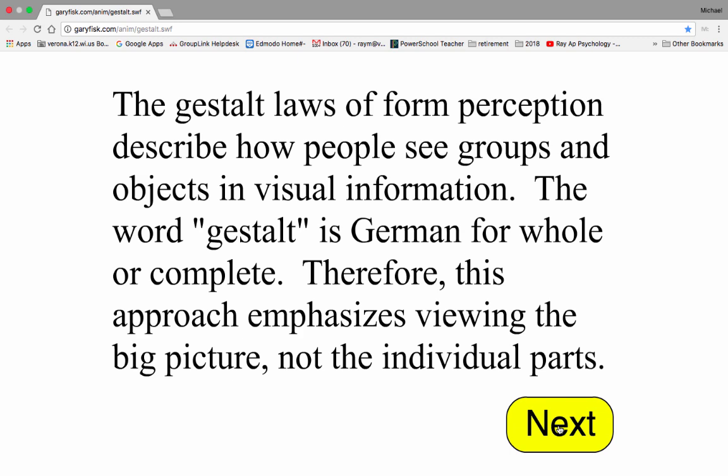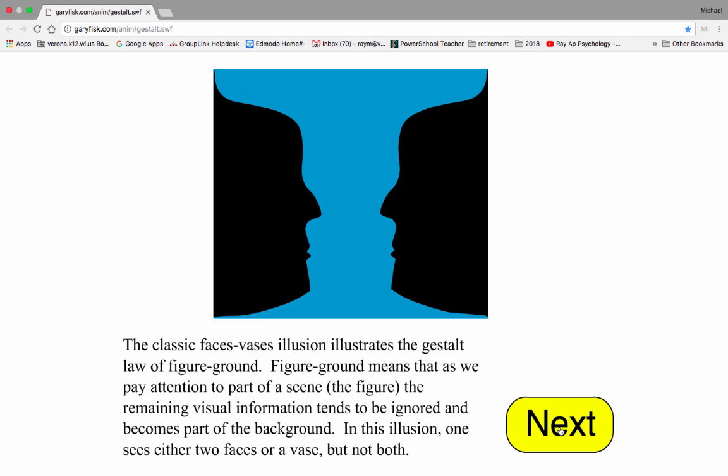And remember, Gestalt laws of form perception describe how people see groups and wholes in visual information and not just simple individual parts. A classic example here is we might see 2 faces looking at each other, or we might see a vase or a chalice in the middle. Whatever you see demonstrates the first task, which is separating figure from ground. And it's difficult to see both simultaneously, although this is a pretty simple object, you probably can. But we typically see one or the other and not both.